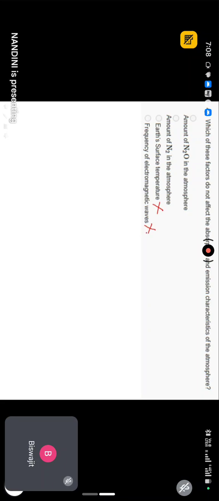So now we are left with two options. One is the amount of N2O in the atmosphere, and the second one is the amount of N2 in the atmosphere. So what do the gas molecules have to do with the emission and absorption characteristics of the atmosphere? We know that there are different gas molecules in the atmosphere. Both homoatomic molecules are there, like N2, which is having same atoms. And there are heteroatomic molecules like NO, which is having different atoms.